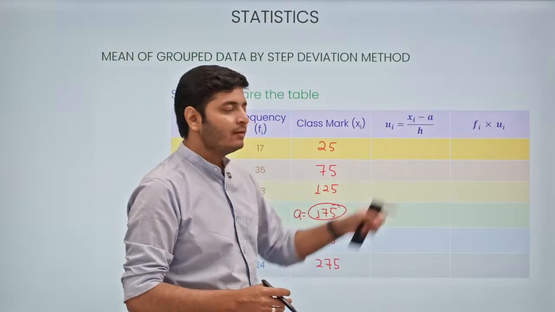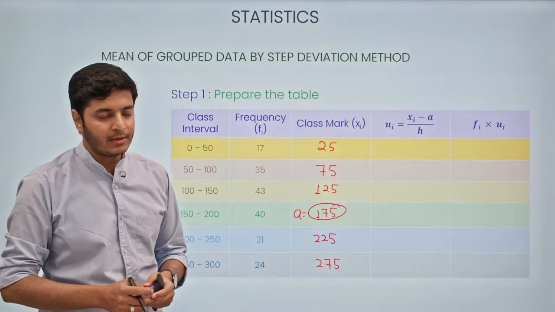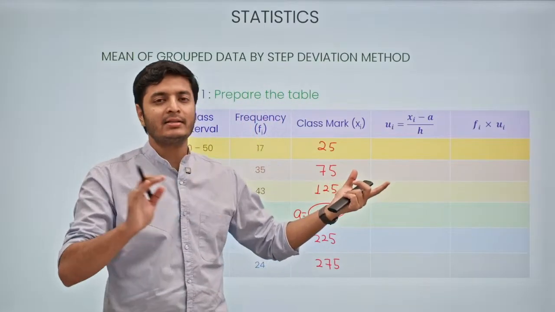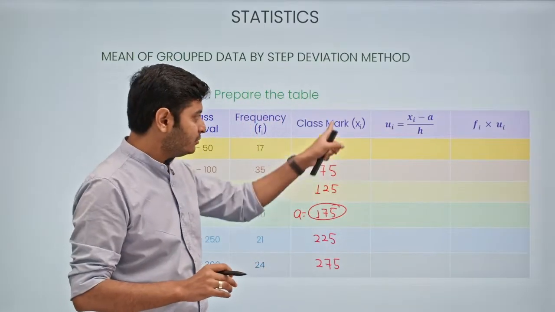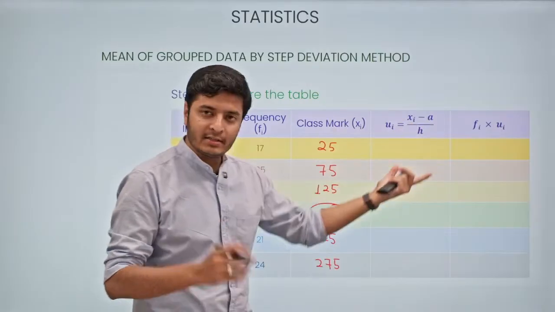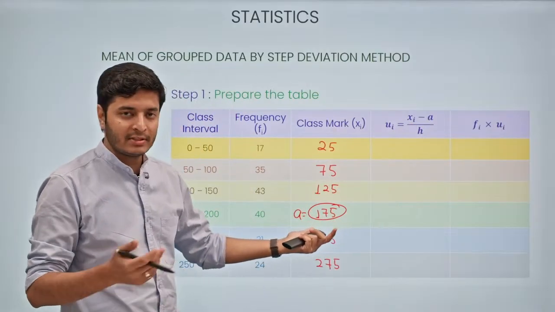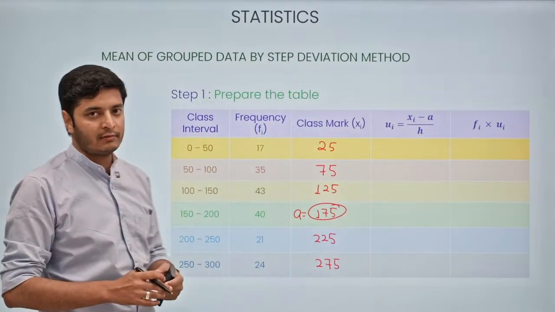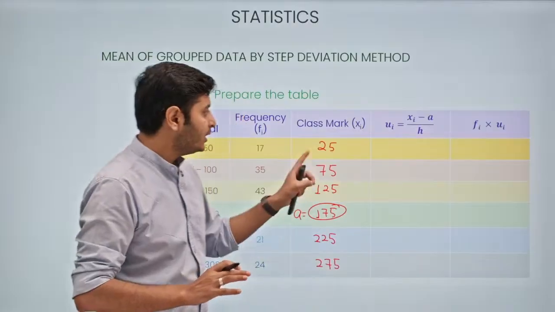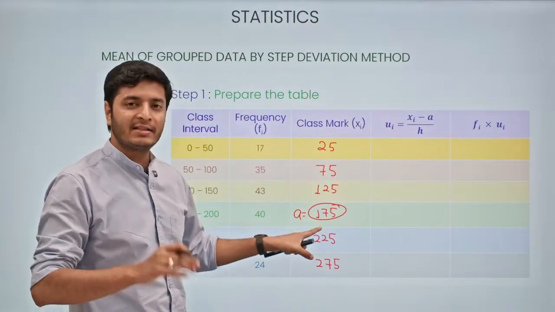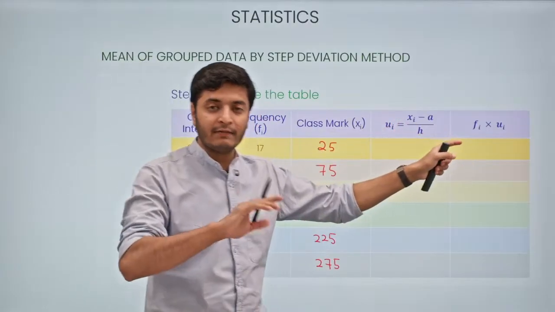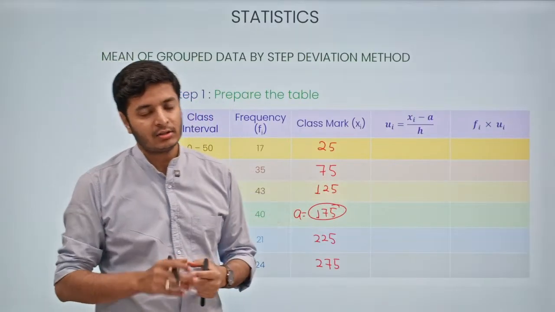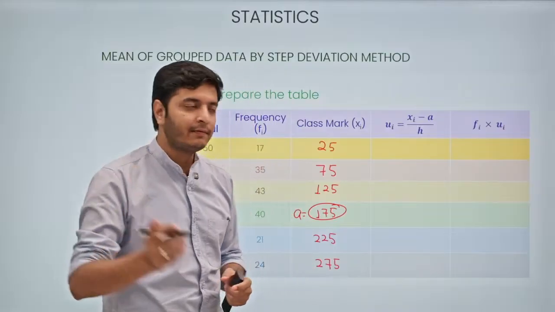Using this, I'm gonna find the ui value. So first thing, the formula of ui, as I told you, is (xi minus A) by h. Xi is this particular value. A is a fixed value that we have assumed, 175. By h. H is the class width. So every class interval is having the same width, 50. Now, 25 minus 75, xi minus A. 25 minus 75 will be minus 50. Divide by the h, that is 50. So minus 50 by 50, minus 1.